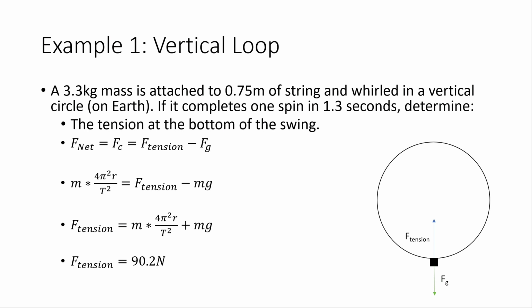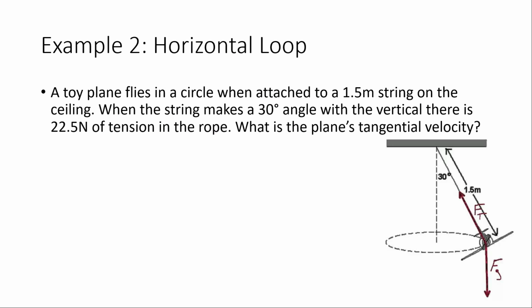Let's look at something like a horizontal loop for our next example. So here we go. You can see I have a little toy plane attached to a string, and it flies around in a horizontal loop. When this toy plane flies in a circle, it's attached to a 1.5 meter long string that is attached to the ceiling, and when the string makes a 30-degree angle, there's 22.5 newtons of tension in the rope.